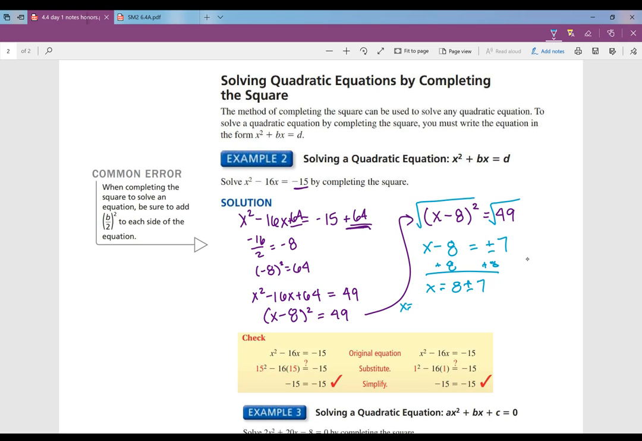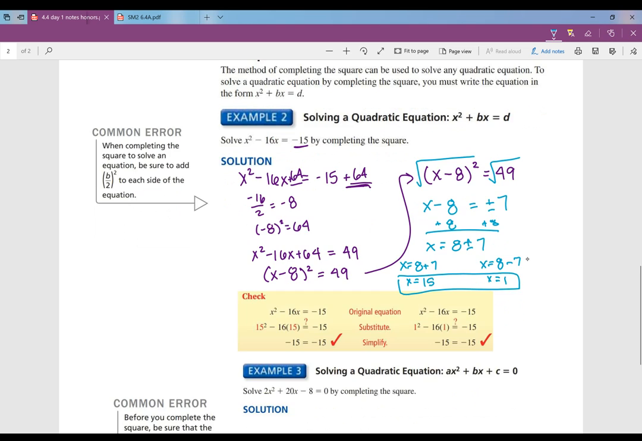So that means we have x equals 8 plus 7, and x equals 8 minus 7. 8 plus 7 is 15. 8 minus 7 is 1. And those would be your two answers. Okay, let's look at the next one.